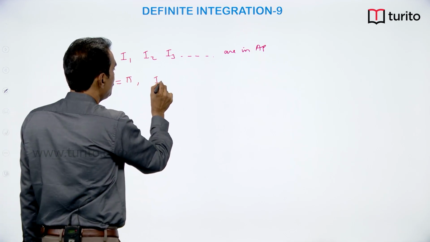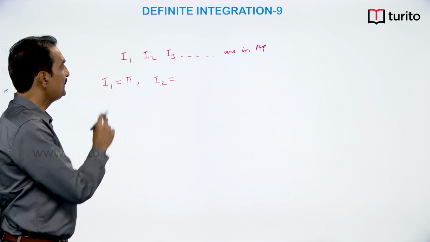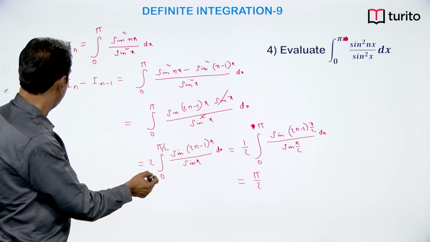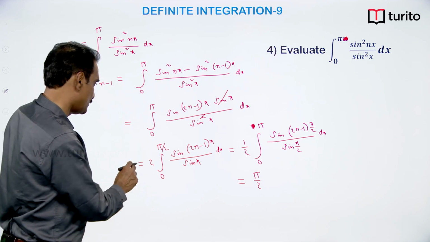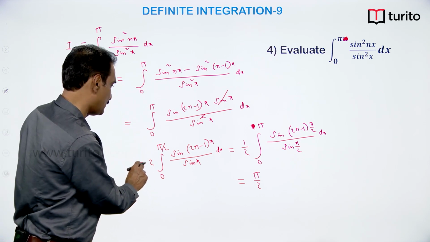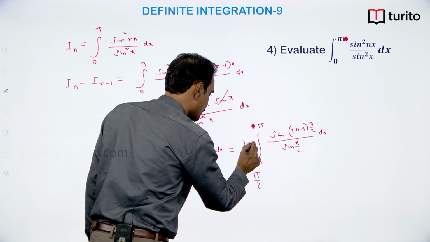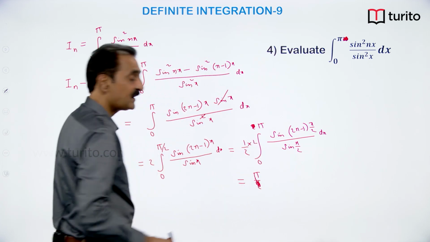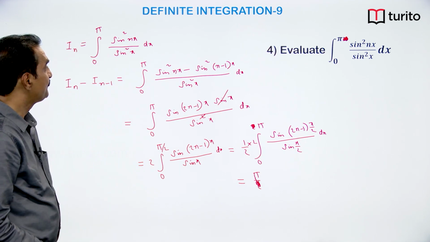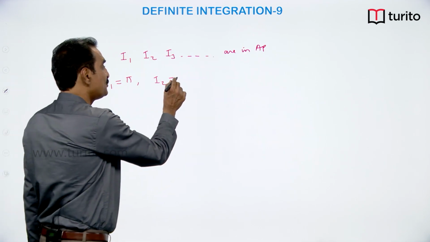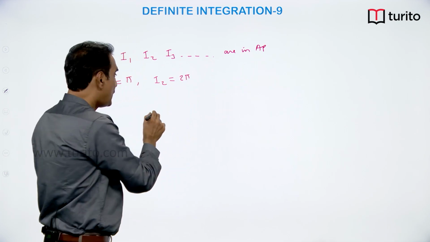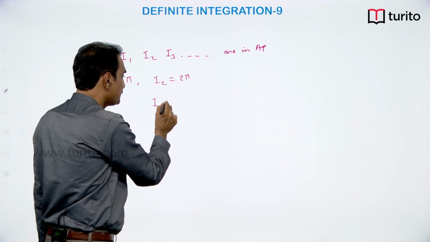What is I2? I2 will be I1 plus, what is the difference you got? Pi by 2. Oh, 2, we forgot 2. So, multiplying by 2, it will be pi only. Okay. So, I2 will be 2 pi, I3 will be 3 pi and so on. So, In will be n pi.